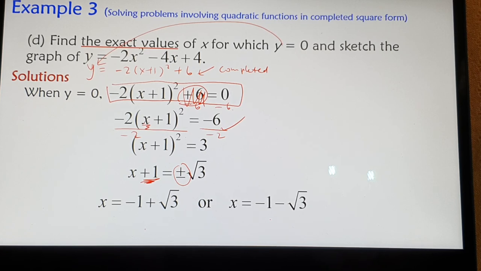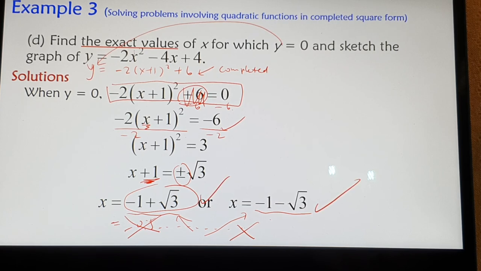So what does exact form mean? Exact form means no decimal, it's exactly this form. If now I were to press the calculator, it will give me some funny answer like minus 0.5, whatever, 10 digits, right? We don't want that. We want this. This is what we call exact.